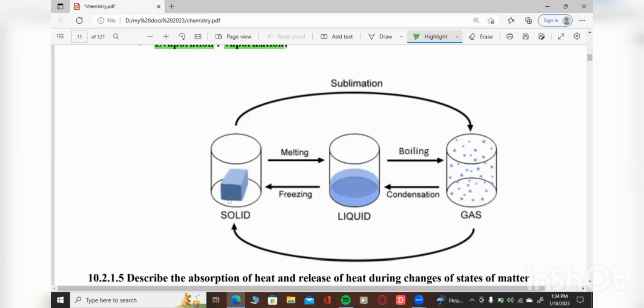Now, when the solid changes directly into a gas, or the gas changes directly into a solid without passing through the liquid state, then that is what is called sublimation. Okay, so there are even some examples of states of matter that sublime, right?